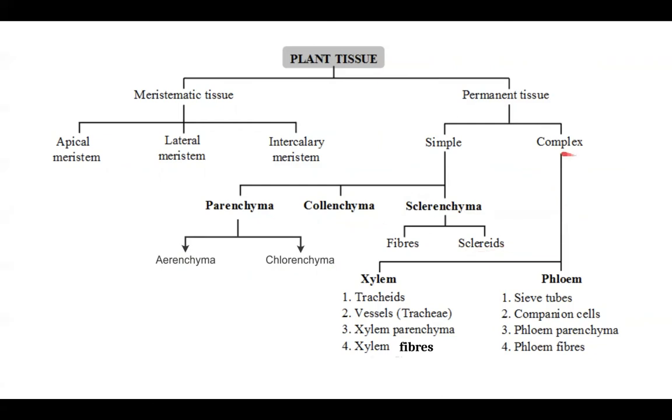The complex permanent tissues are of two types, xylem and phloem. The xylem is divided into tracheids, vessels, xylem parenchyma, and xylem fibers. The phloem is divided into sieve tubes, companion cells, phloem parenchyma, and phloem fibers. So these are the various types of plant tissues.